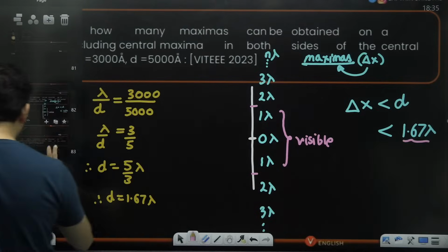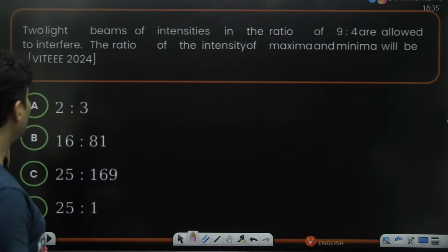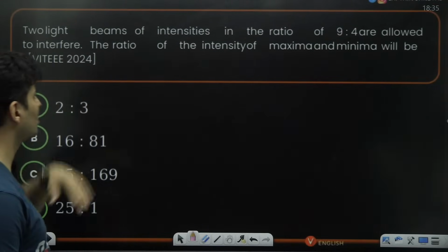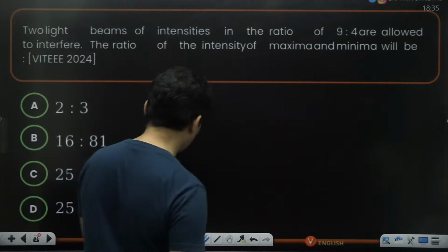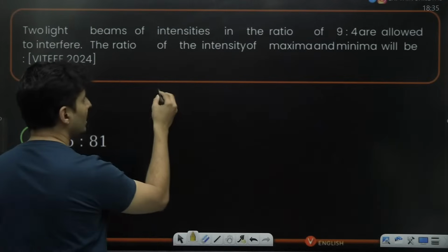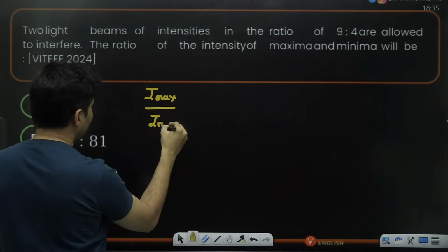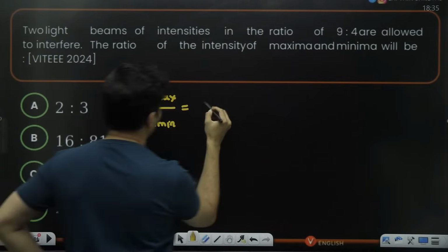Great. Moving on to the next question, guys. Coming up on your screen. Two light beams, intensities are in the ratio 9:4, are allowed to interfere. The ratio of the intensity of maxima and minima will be? Maxima intensity and minima intensity ratio they have asked. Well, I know one thing.